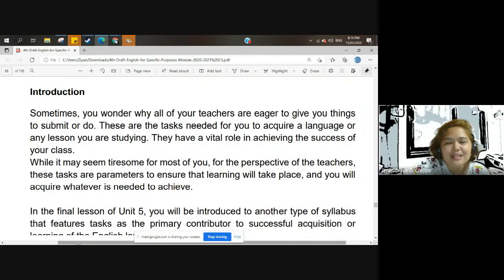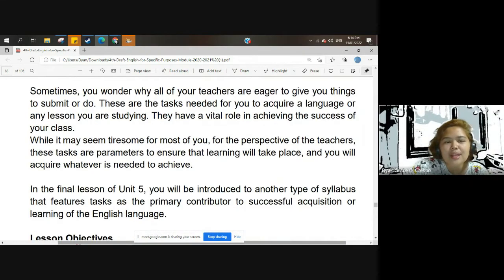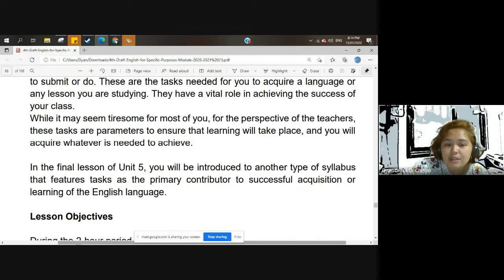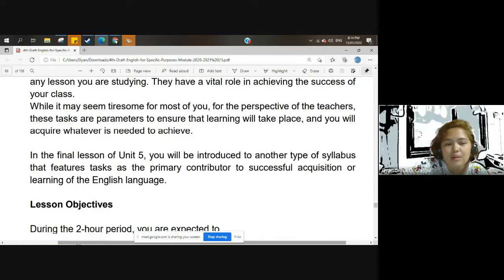These are the tasks needed for you to acquire a language or any lessons you are studying. They have a vital role in achieving the success of the class. While it may seem tiresome for most of you, for the perspective of the teachers, these tasks are parameters to ensure that learning will take place and you will acquire whatever is needed to achieve. And in the final lesson of Unit 5, you will be introduced to another type of syllabus.